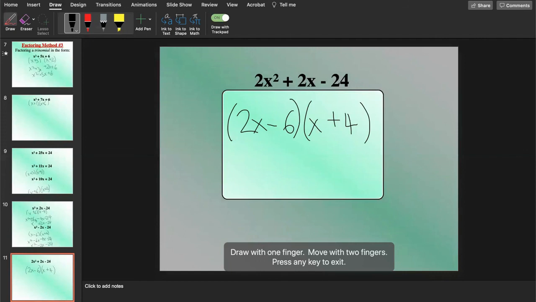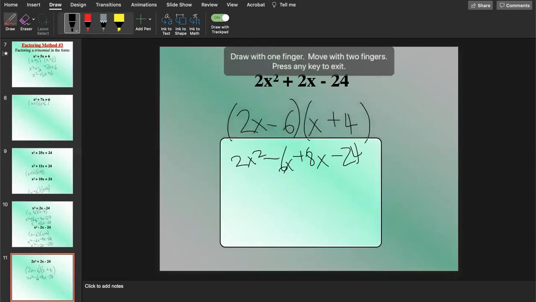Let's FOIL it up. 2x times x, right? We're going to get a 2x squared. Then we get minus 6 times x, which is minus 6x. Then we can do the 2x times our plus 4, right? That's going to get plus 8x. And then multiply the minus 6 times 4 at the end. We get our minus 24.